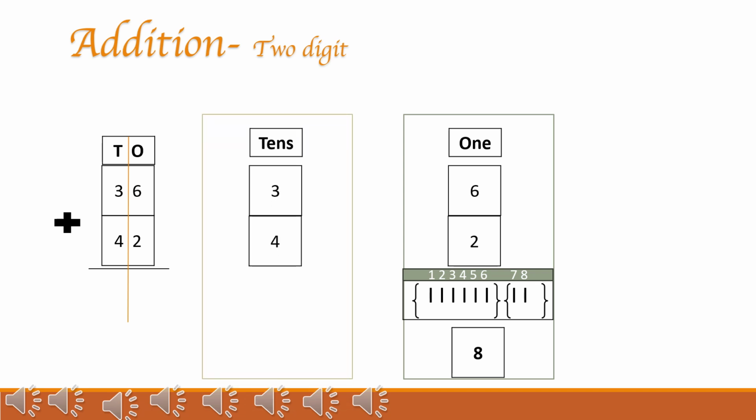Similarly, we'll move up to the tens place. We have 3 and 4 at tens places for 36 and 42 respectively. And we will add 3 and 4. See what we get. We will do forward counting from 4 up to 3 places. So from 4, first place 5, second place 6, and third place we get 7. So 3 plus 4 will be 7.